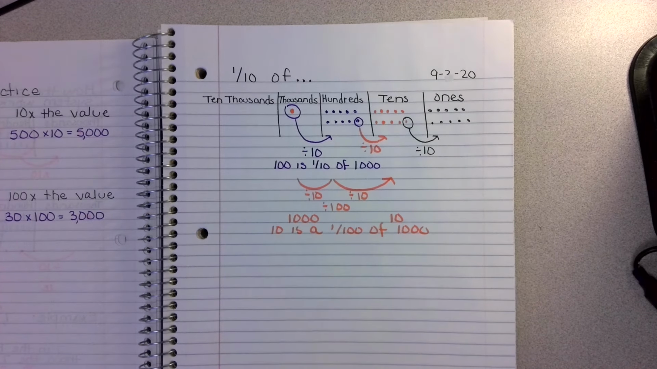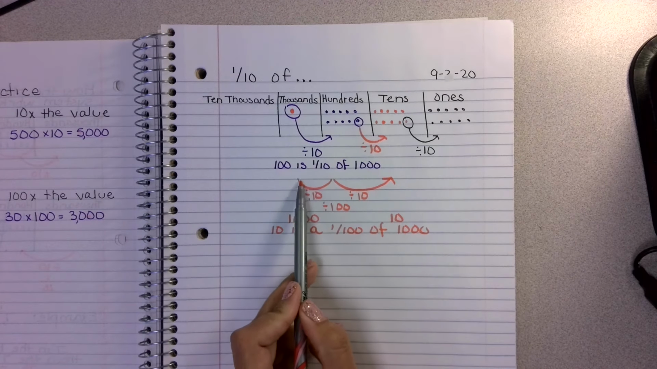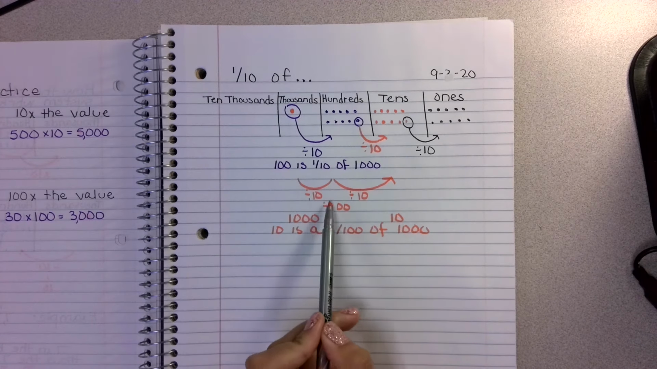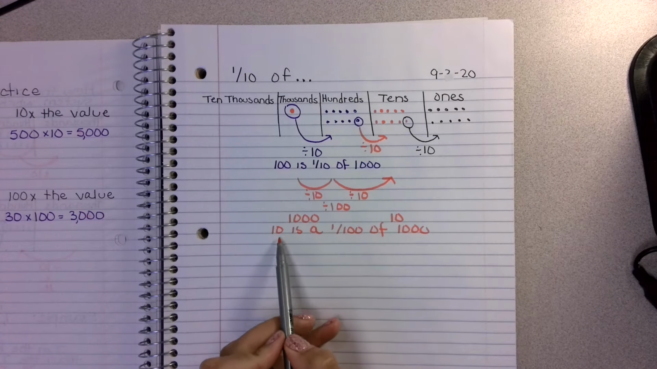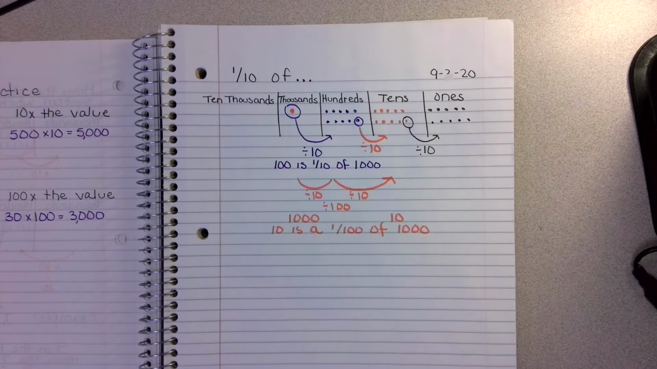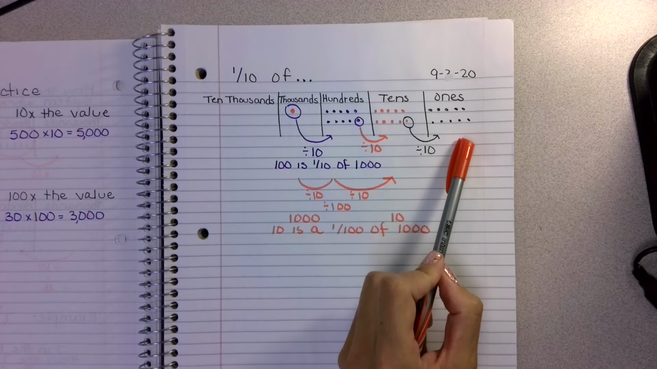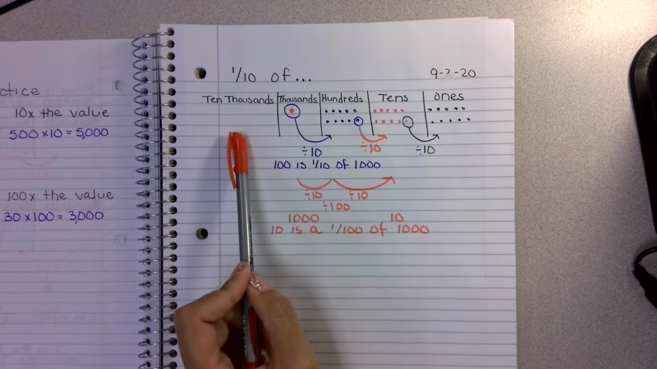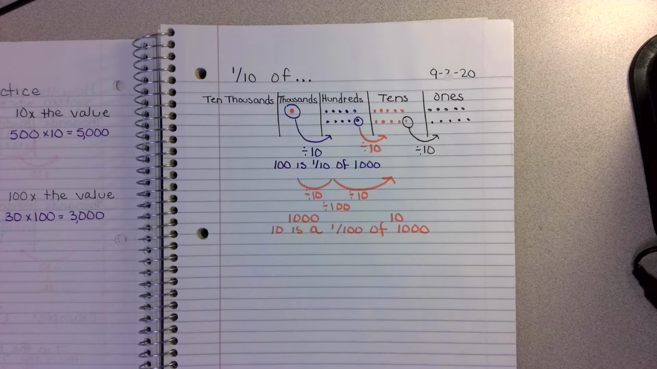All right, so let me say that again. So I went from my thousands place and I moved 2 places. So divided by 10 one time, divided by 10 again. So I actually divided by 100. So 10 is 100th of 1,000. So it's the same way. Just when you're going this direction, your number is getting smaller, so you're dividing. When you're going this direction, your places are getting bigger and your number is getting bigger, so you're multiplying. Always remember that. Division smaller, multiplying bigger.